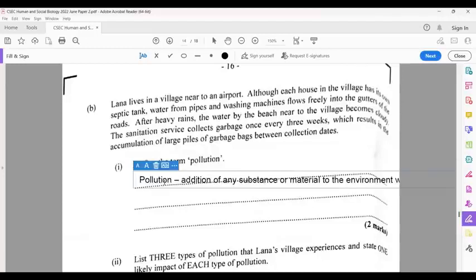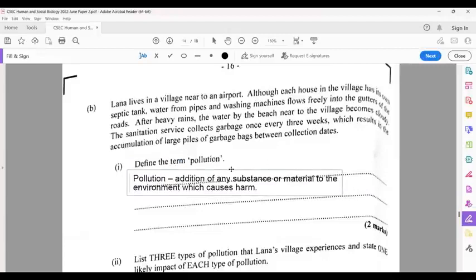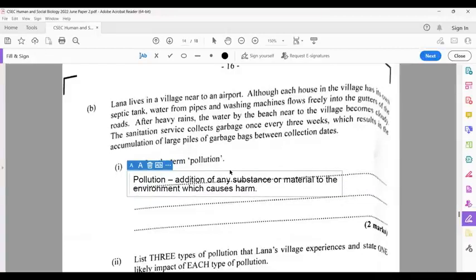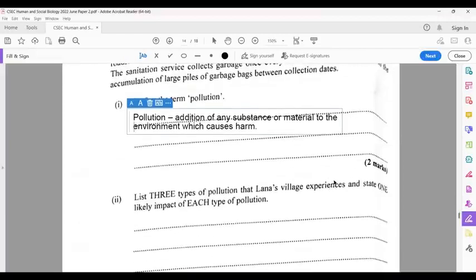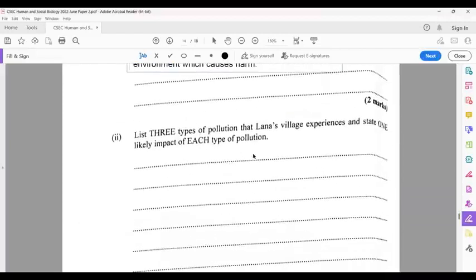And pollution can only be done by humans. If the dog rips up the garbage, the dog is not polluting. You, the human, put the garbage out there for the dog to rip up. So pollution is only done by humans, and it is the addition of some substance or material to the environment which causes harm. Simple definition for 2 marks. List 3 types of pollution that Lana's village experiences and state 1 likely impact of each type of pollution.